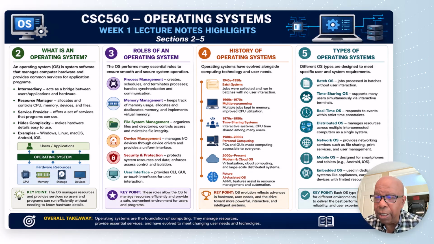An operating system is system software that manages computer hardware and provides common services for application programs. It is an intermediary, a bridge between user applications and hardware. Your program is telling you that you want to do something. You ask the operating system to pass that information on, and the operating system does that. That's an intermediary. It's in the middle.